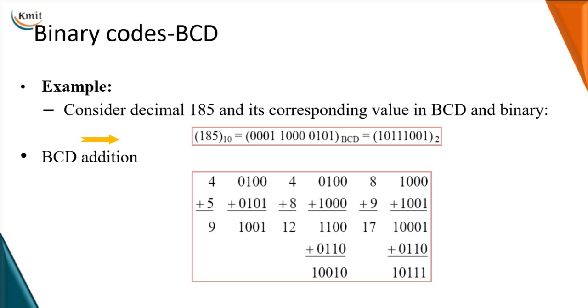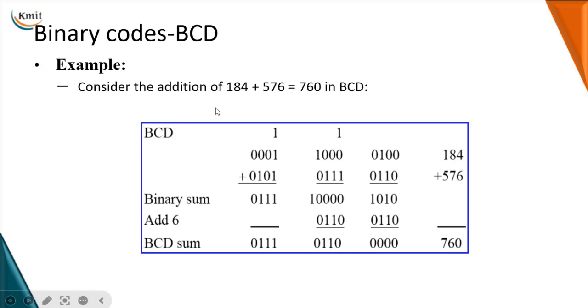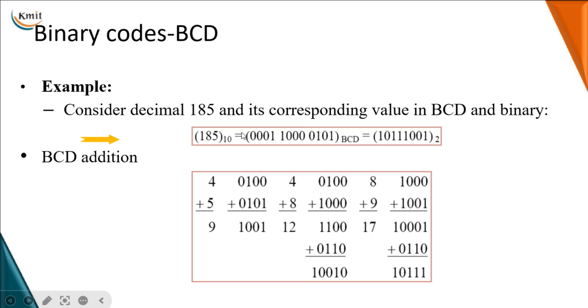Now let us take an example, 185 to the base of 10. This 185, which is in the decimal number system, if I represent it in BCD, the equivalent code is: 1 with 4 binary bits is 0001, 8 is 1000, 5 is 0101 in BCD, whereas the equivalent in pure binary is 10111001.